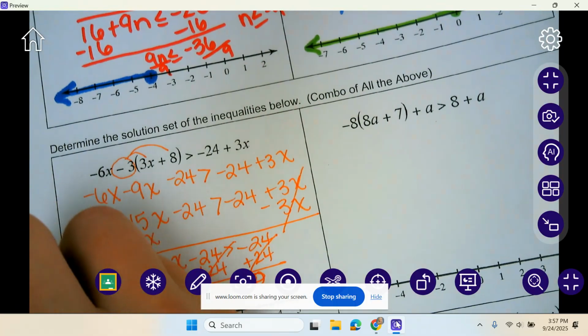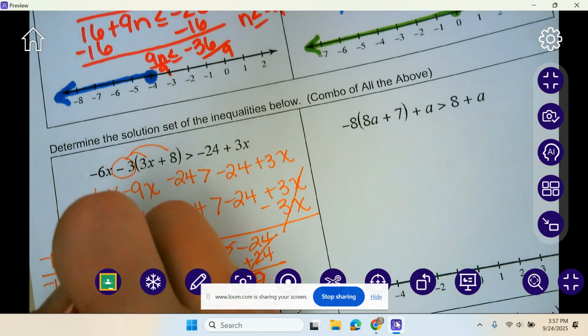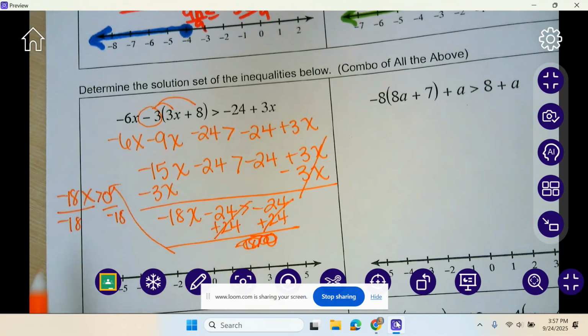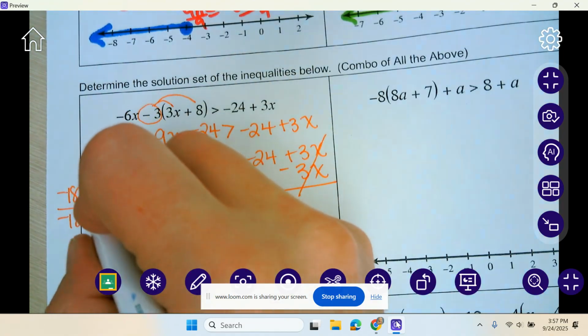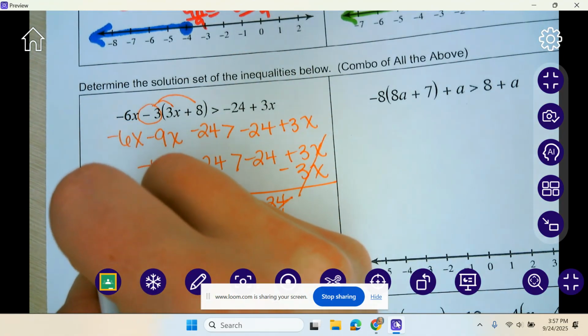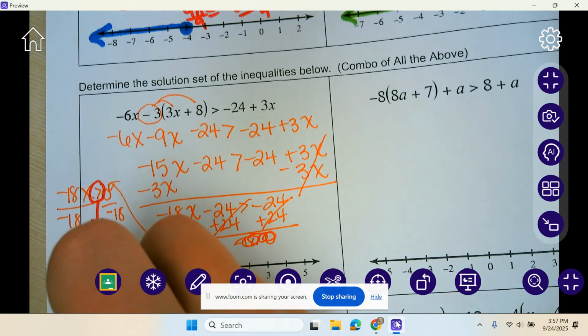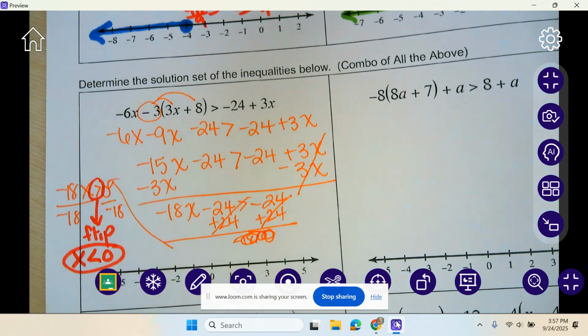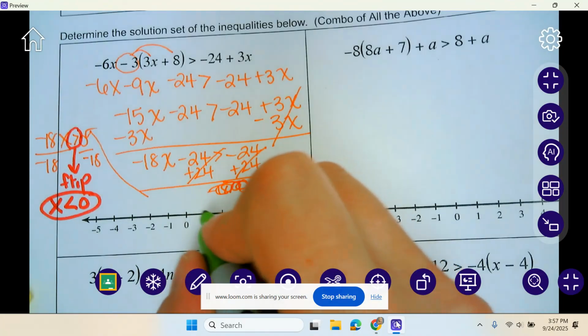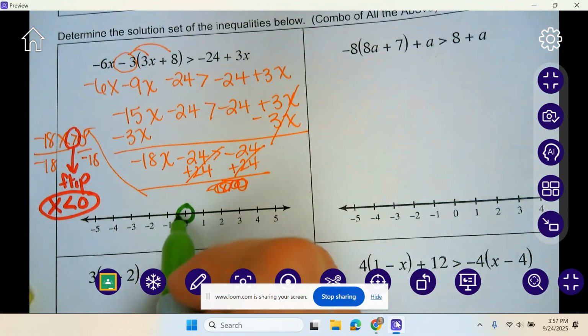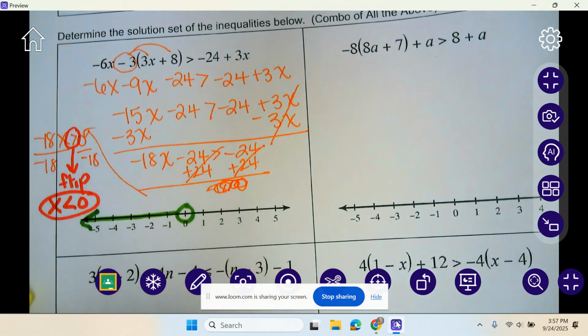I'm going to divide by negative 18. Now, I know it doesn't change the value of 0, but because I'm dividing by a negative number, right? This doesn't change the value, but this does flip. So you get x is less than 0. All right, and then when you put it on your graph, it's going to be an open circle at 0. And it's less than, so all the numbers to the left.